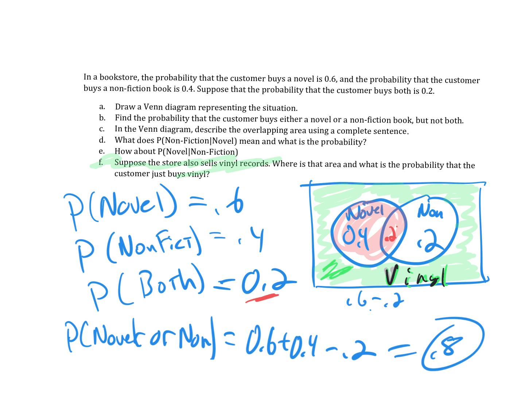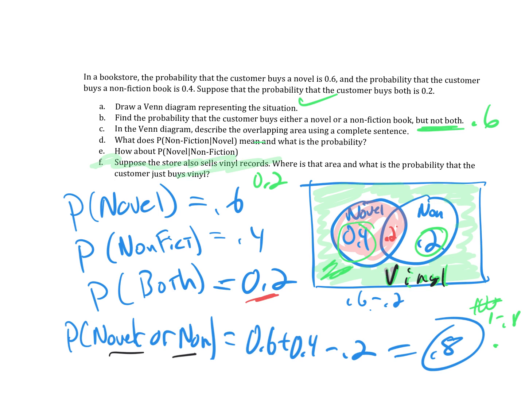Since the probability of a novel or nonfiction or both is 0.8, that tells me the probability they buy vinyl is going to be 0.2, because it's 1 minus 0.8, or 100 minus 80%. So the probability of vinyl is 0.2. All right, so we've done a Venn diagram. To find the probability the customer buys either novel or nonfiction, but not both, it would be this number plus this number, so 0.6.